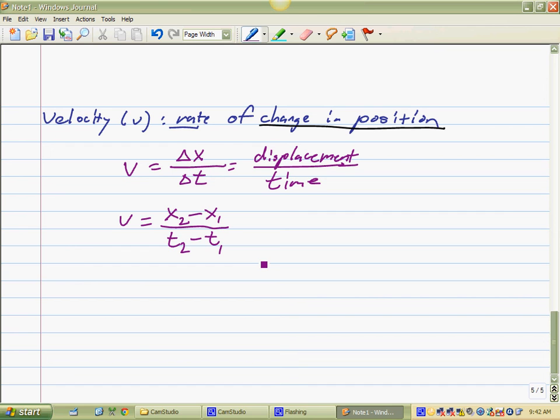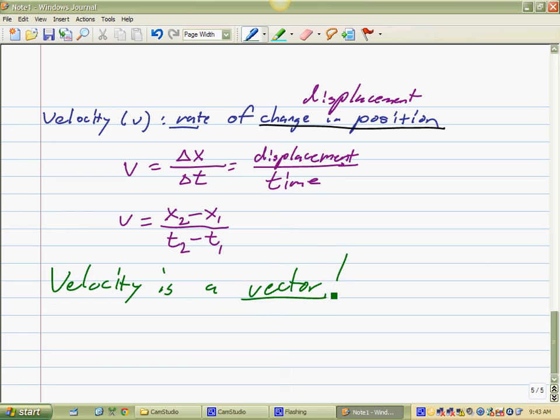So that's the velocity. But position, we said, change in position, right? This is displacement. And displacement was a vector, which means velocity is a vector. That's important because that means velocity always includes how fast and direction.